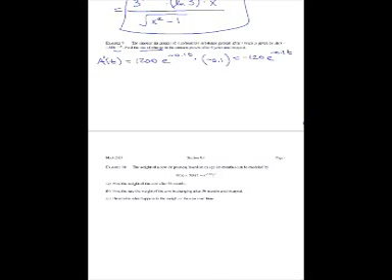Next, it says find the rate of change in the amount present after 6 years. So that would be apply 6 to the derivative. So this would be negative 120 e to the negative 0.1 times 6. If you calculate that, you get negative 65.857. And the units would be grams per year.